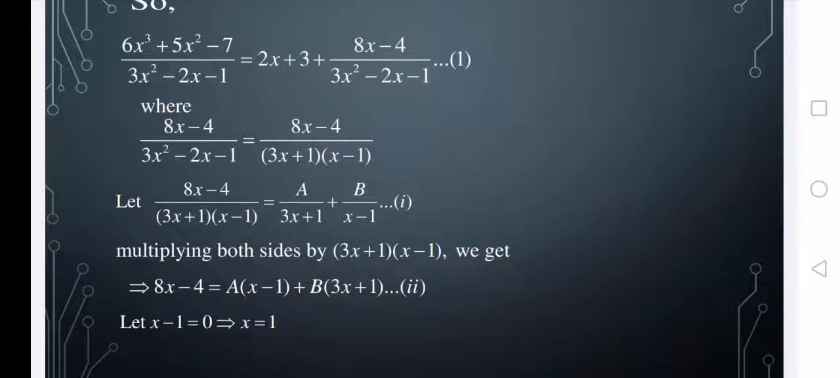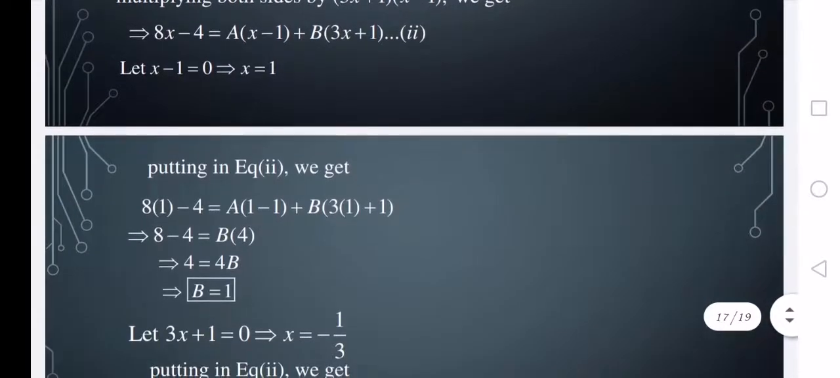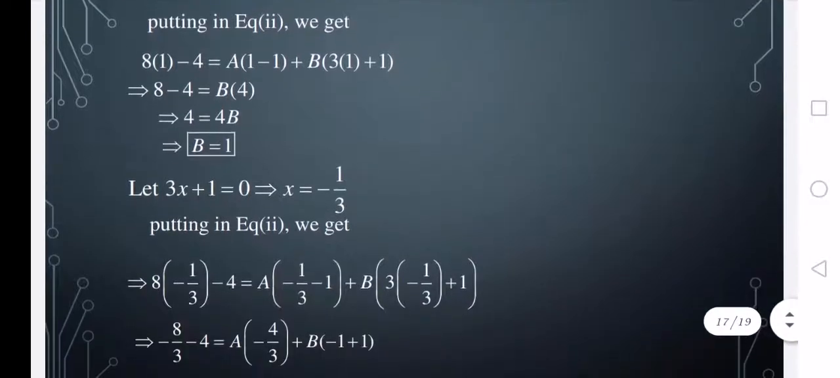Since the denominator contains linear factors, we can apply the zeros method over them. So we will first take x minus 1. Let x minus 1 be equal to 0. This implies that x is equal to 1. Putting x equal to 1 in equation number 2, we just get 8 into 1 minus 4 is equal to A into 1 minus 1 plus B into 3 into 1 plus 1, which will give us 4 is equal to 4B and B is equal to 1.